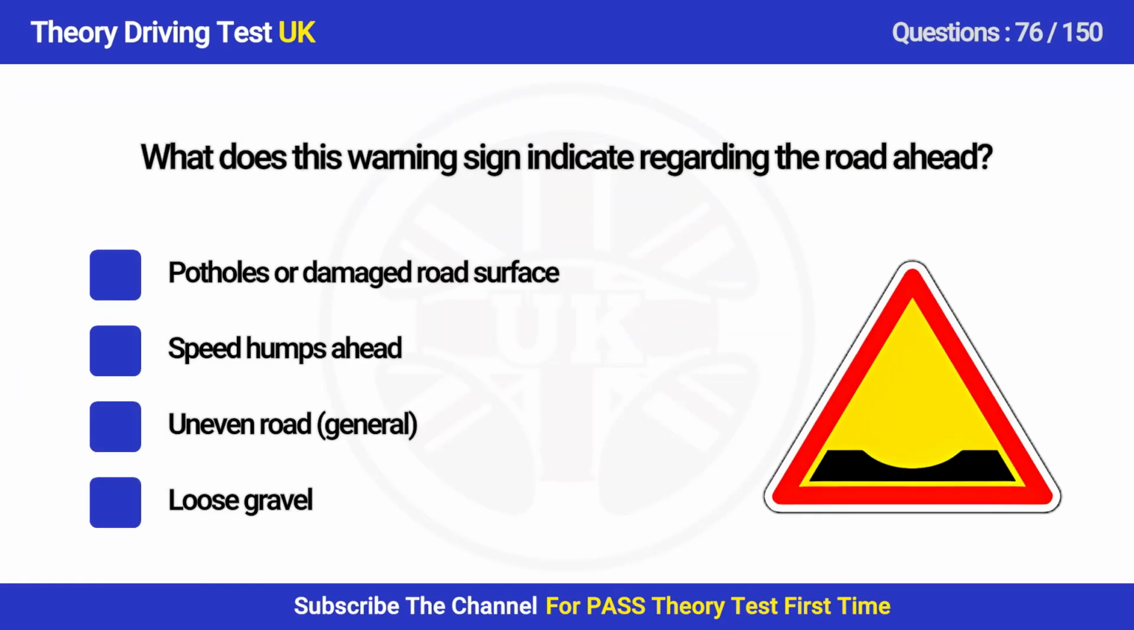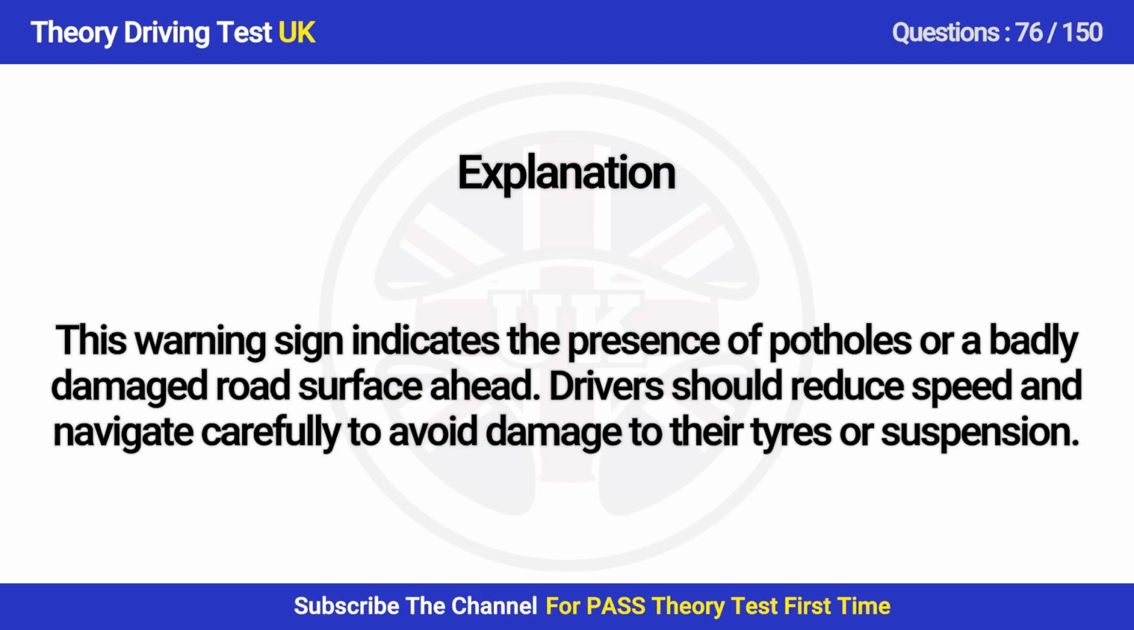Question 76. What does this warning sign indicate regarding the road ahead? A. Potholes or damaged road surface. B. Speed humps ahead. C. Uneven road general. D. Loose gravel. Answers is A. Potholes or damaged road surface. This warning sign indicates the presence of potholes or a badly damaged road surface ahead. Drivers should reduce speed and navigate carefully to avoid damage to their tires or suspension.